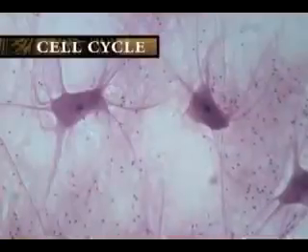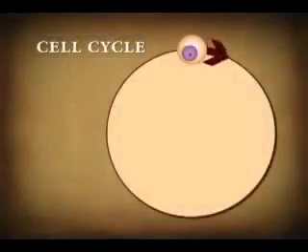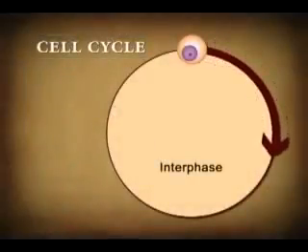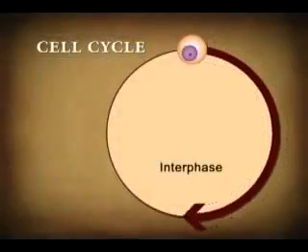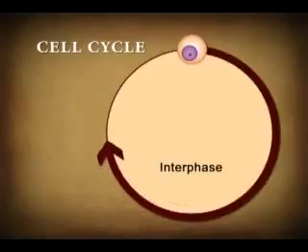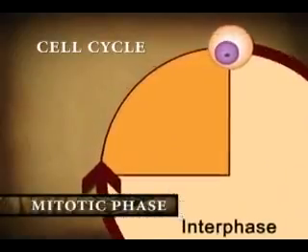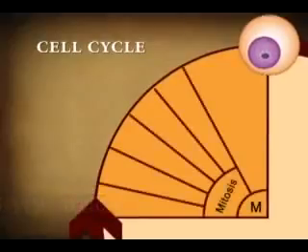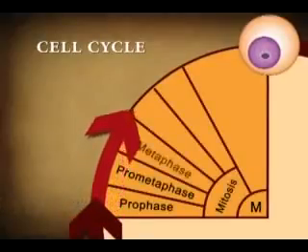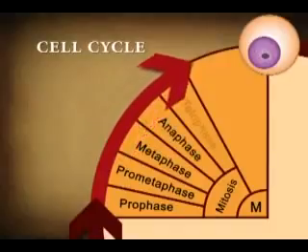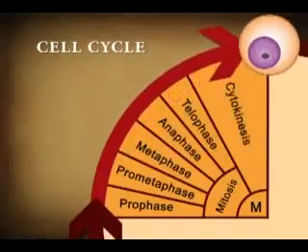Every cell in our bodies undergoes a series of changes called the cell cycle. The first stage is interphase, a period of growth and development when a cell carries out its normal functions. During the M, or mitotic phase, the cell undergoes 6 stages of mitosis: prophase, prometaphase, metaphase, anaphase, telophase, and cytokinesis.